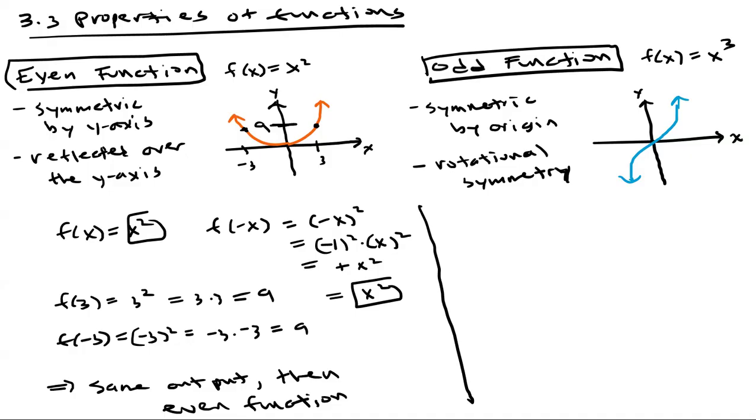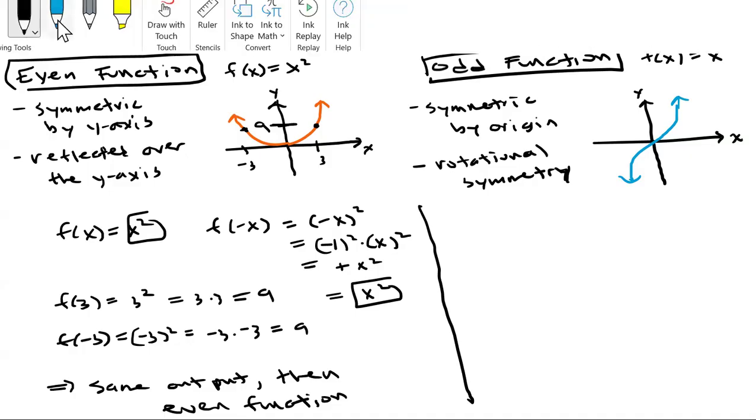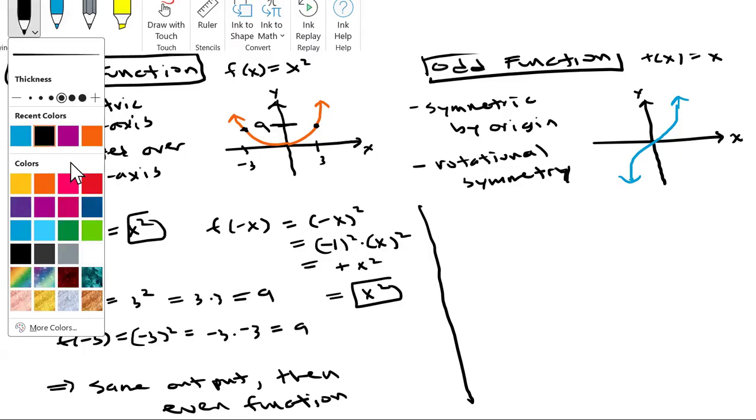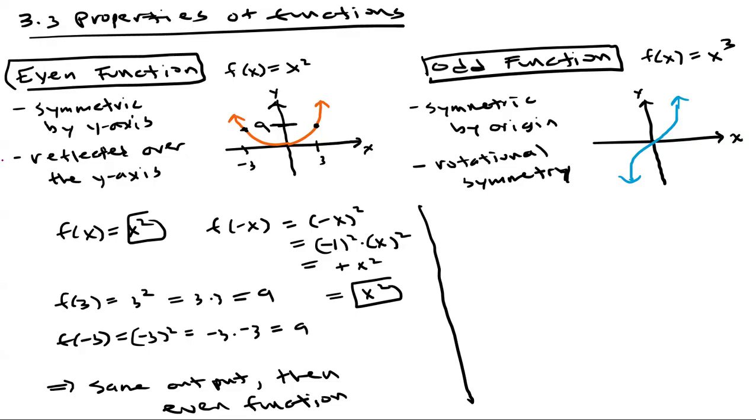Now, let's talk about odd symmetry. And let me use a different color there. Okay, so for the odd symmetry, we are using f of x is equal to x cubed. And I'm going to go through the same process again. I'm going to plug in positive 3 and negative 3.